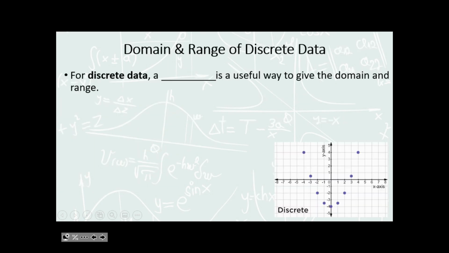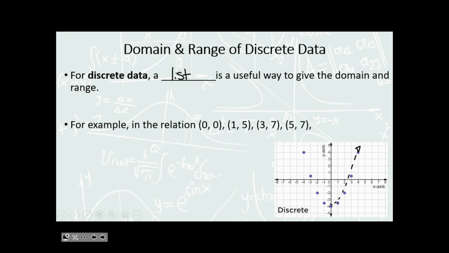Okay, so now let's go back to talking about discrete data. Discrete data, if you remember, is just a whole bunch of individual data points. Now, when I look at this, this is discrete data here. I can't say that I have every number from all the way here to here, because I don't have those data points being connected. So in order to express domain and range for discrete data, we will list them out.